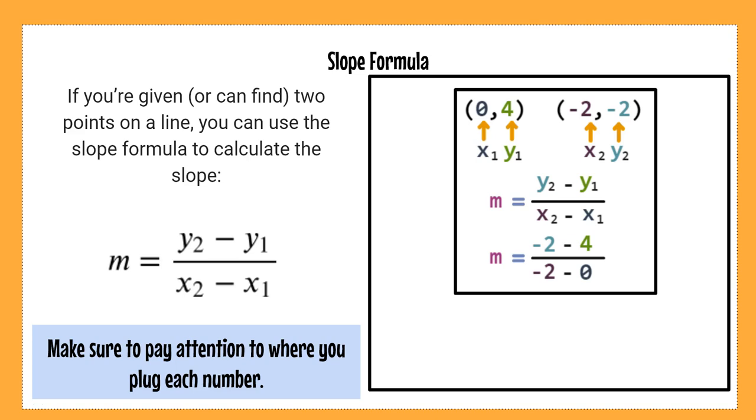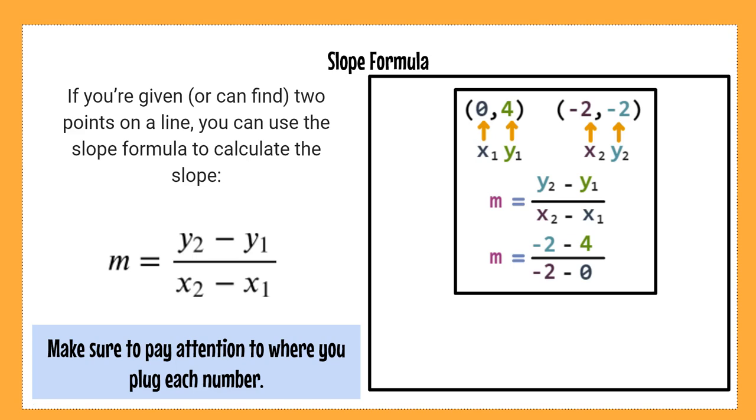The slope formula is the change in y over change in x, but it's written like this: y2 minus y1, that's how the y's are changing, over x2 minus x1, that's how the x's are changing. So I'm finding a change in y over a change in x. It just looks different. If you're given or can find 2 points on a line, you can use the slope formula to calculate the slope.